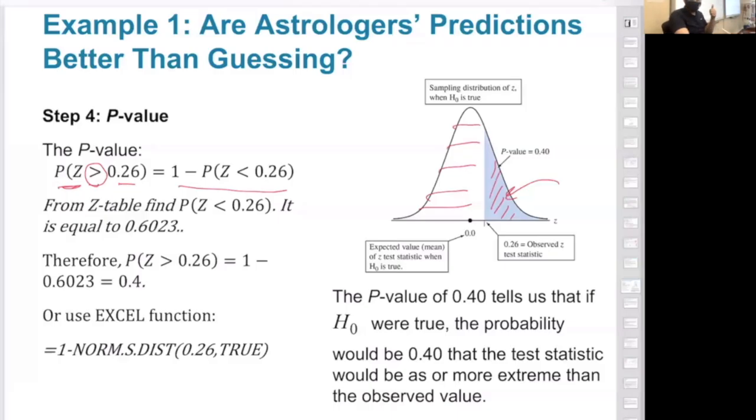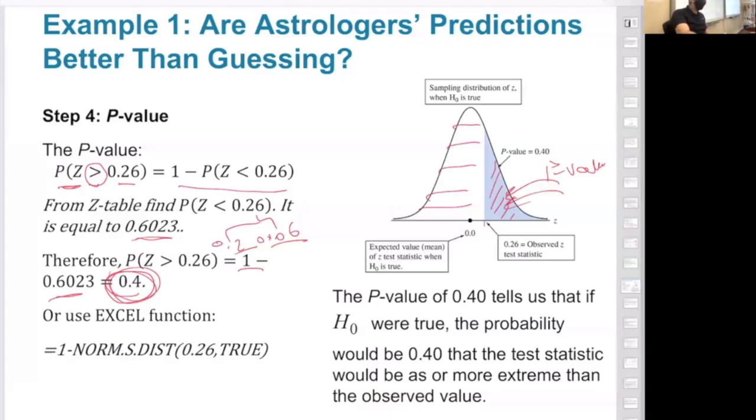Go to the table. After you divide this number into 0.2 and 0.06, you will find the intersection between the column and the row. So you will find the probability is 0.6023, say 0.6. So now the p-value is 1 minus 0.6, so it's 0.4. So this is the p-value. As you can see, the p-value is here. This is if you would like to use the table.